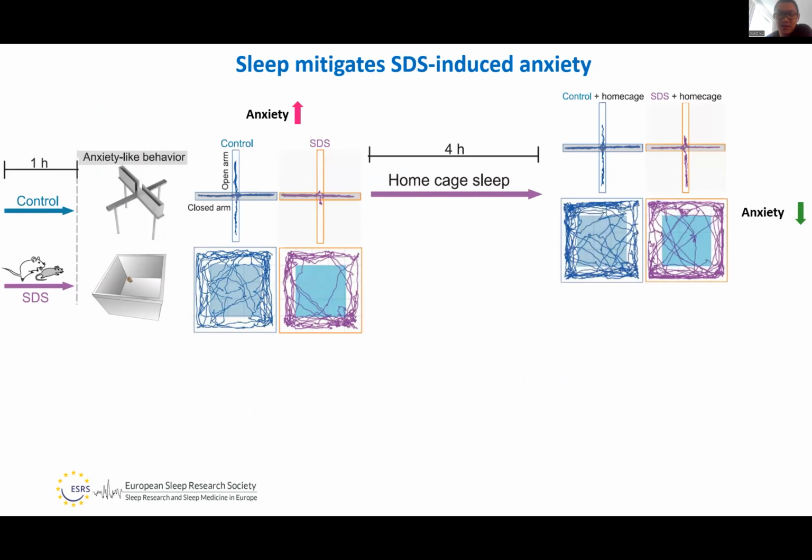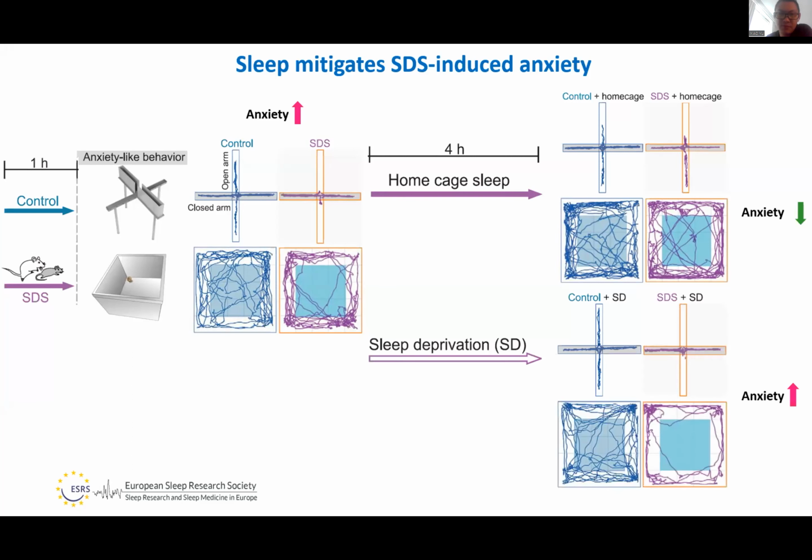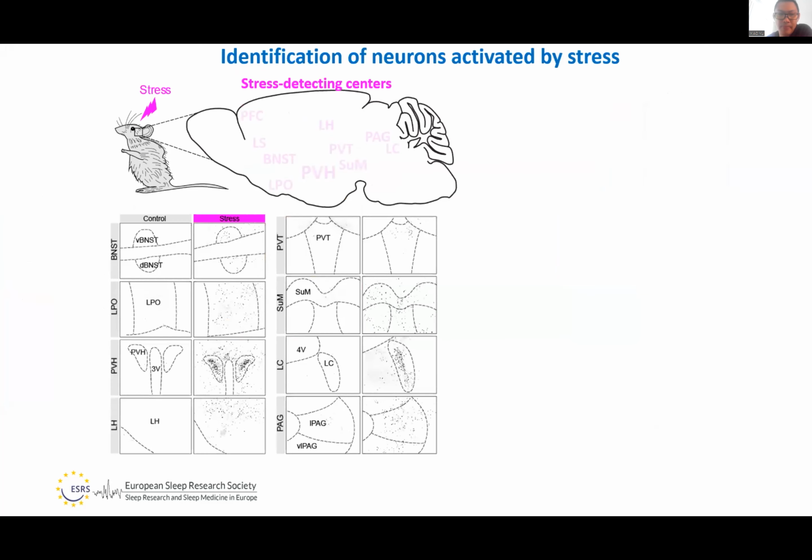However, for mice allowed sufficient recovery sleep after social defeat stress in their home cages, anxiety-like behaviors were rapidly reduced. However, if mild sleep deprivation over 4 hours took place immediately after social defeat stress, the mice remained in an anxious state, suggesting sleep after stress alleviates stress-induced anxiety.